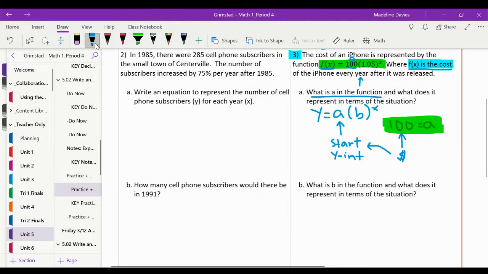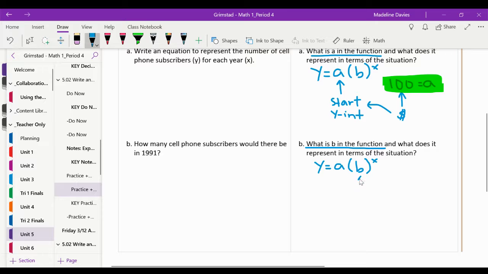Okay, so let's look at then b. This one's asking, what is b in the function, and what does it represent? So I have b, let's just rewrite this. Y equals a times b to the power of x. Well, we saw that a was our starting, our initial value. And we remember b is what we're calling our multiplier. Multiplier. Oh my goodness, so hard to write on these. So b is our multiplier.